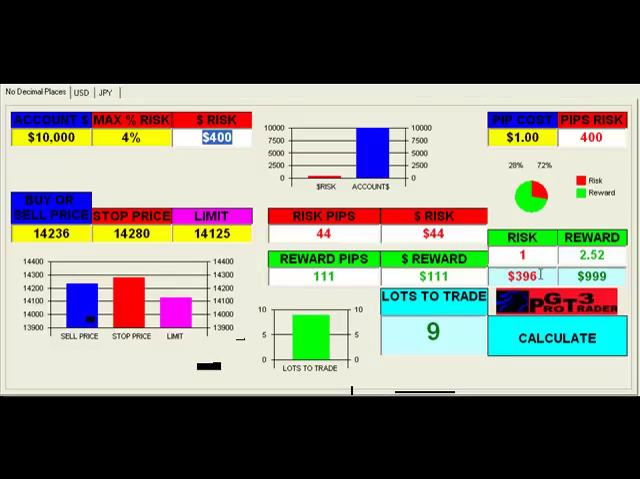In this particular trade example, we have $396 at risk and a possible reward of $999 if the trade is successful. Now we have the amount of lots to purchase and a visual representation next to the box as well. This is huge. This total program to us is imperative for any Forex trader to be as profitable as possible.